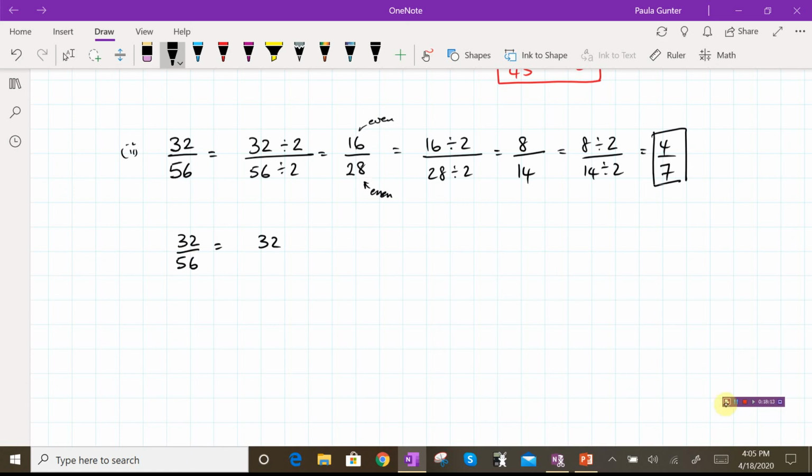Probably most of you, even if you didn't see the 8 as a common factor, could at least have seen the division by 4. 32 divided by 4 is 8. 56 divided by 4 would be 14. And then you would continue from here, where we then divide by 2. Okay, so 4 over 7.